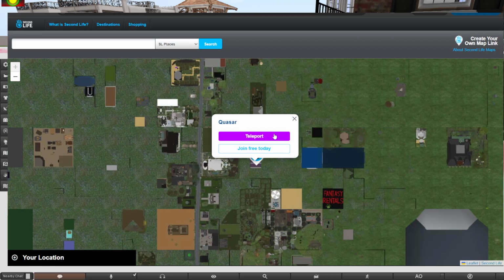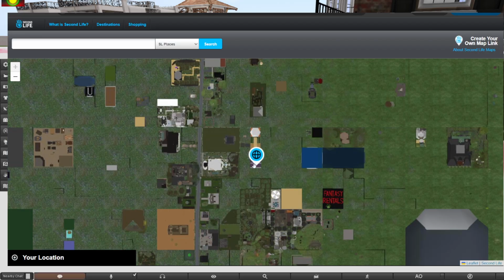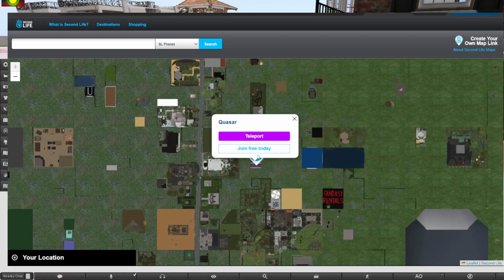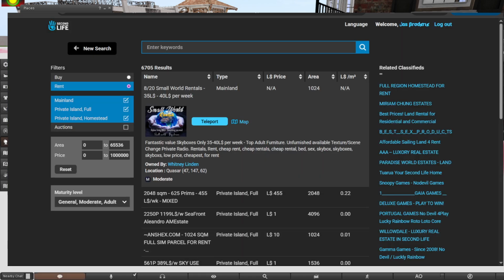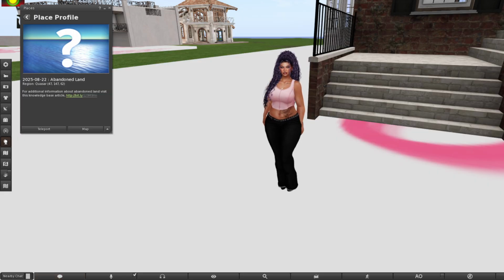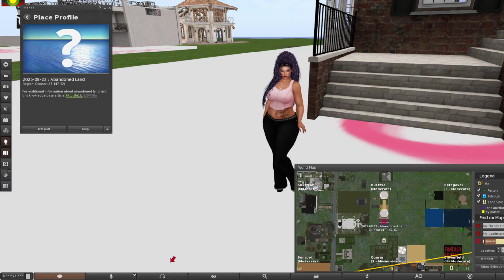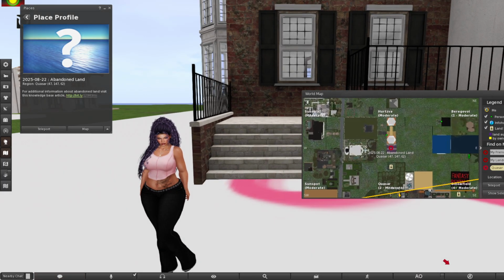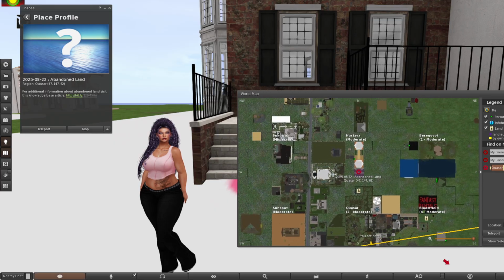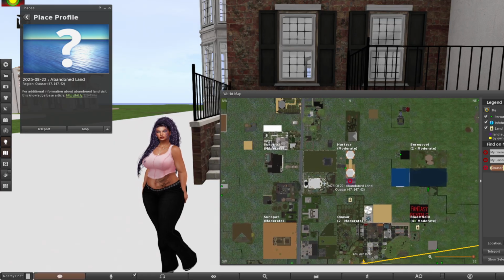Okay, the map. So this shows me on the map that this parcel is for rent, right? And I can teleport there. I don't really want to teleport. Let me just open it so we can look at it on the map in SL, because we can get more information that way. Let me show you this. Alright. So this is abandoned land that they're going to rent out. Let's look on the map. Let me open this up more. So this is the abandoned land.